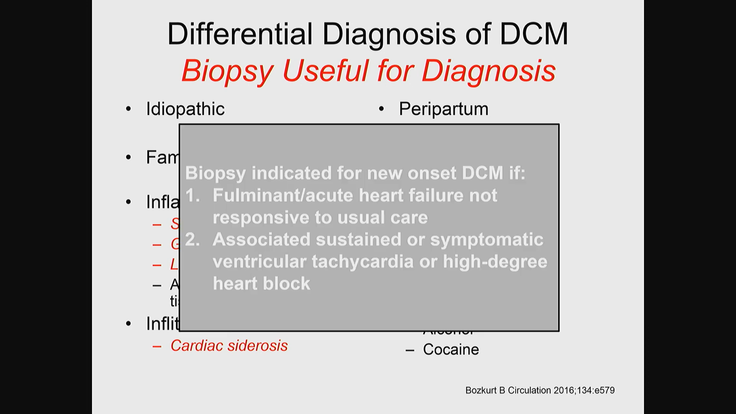an invasive diagnosis. The American Heart Association has provided some guidance as to which patients with new onset DCM should undergo biopsy, and generally it's advised for patients with fulminant acute heart failure that is not responsive to usual care, or DCM with associated sustained or symptomatic ventricular tachycardia or high-grade heart block, as this can identify patients most likely to have an underlying myocarditis, especially sarcoid and giant cell myocarditis.